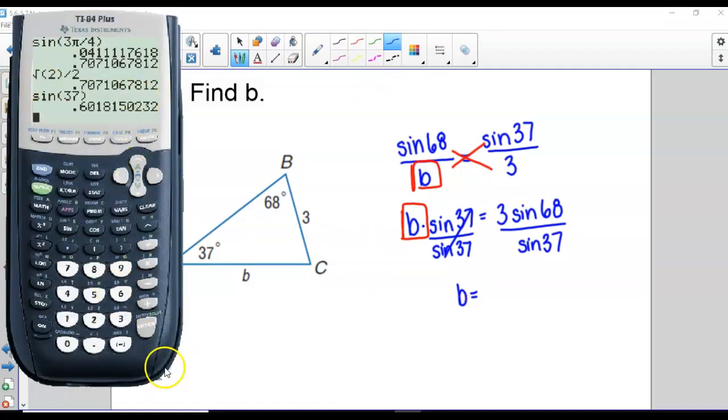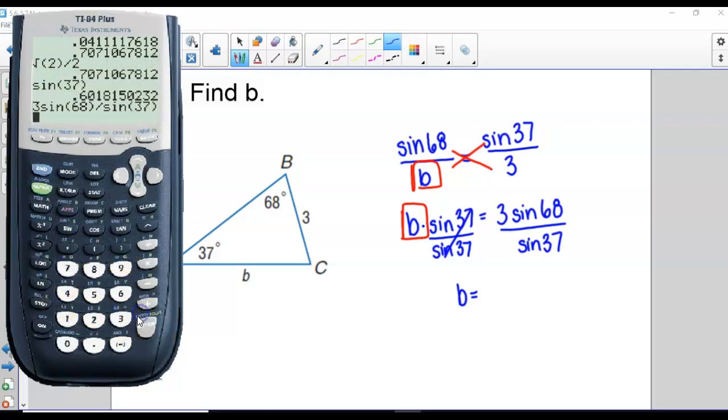Do be careful whenever you type this in. You're going to do 3 sine of 68. You have to close that parentheses right there, and then you divide by sine of 37. The last parentheses doesn't matter as much, but the first one has to be closed. Or sometimes I get a little nervous doing it all together.